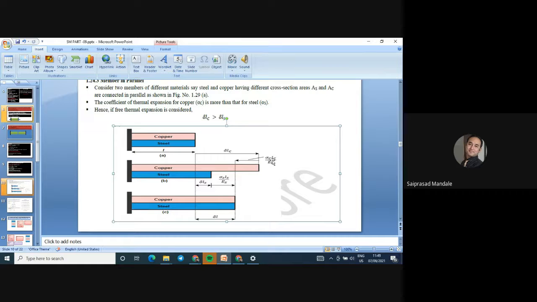Delta L is equal to PL upon E. And this is again, that much is equal to delta L equals PL upon E. But because of the thermal equilibrium condition, as both the materials are connected together, they are applying forces on one another and they come to the equilibrium position. Because of that equilibrium position, copper is subjected to compressive force and steel is subjected to a tensile force along with the temperature stresses. Everybody, you are getting my point.